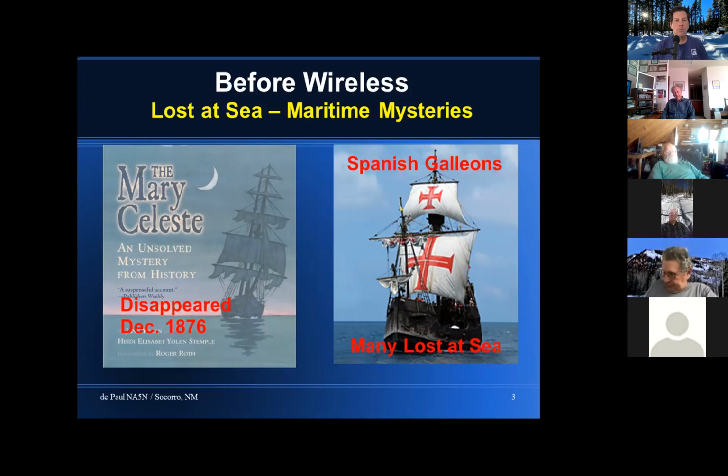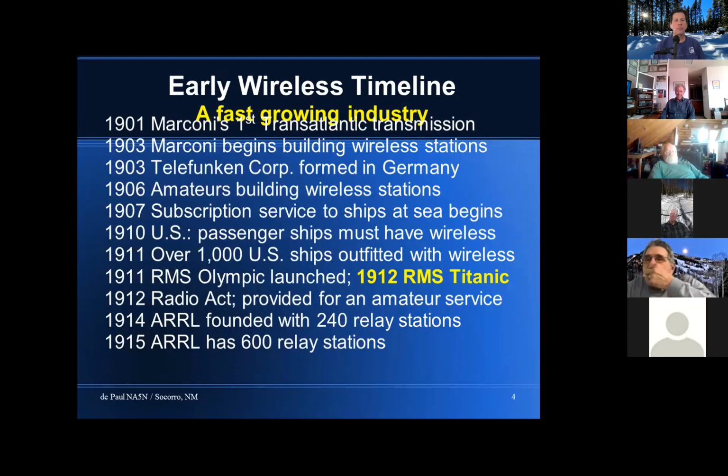It had not been wrecked. There was nobody on board, and all 1,500 or 1,700 barrels of alcohol were still there. It's still a mystery. Nobody knew what happened to it. But the point being that without radio and maritime communication, the Titanic may well have been the same sort of situation. In other words, a ship lost at sea and we wouldn't know anything about it.